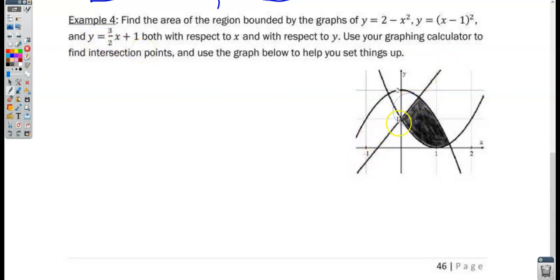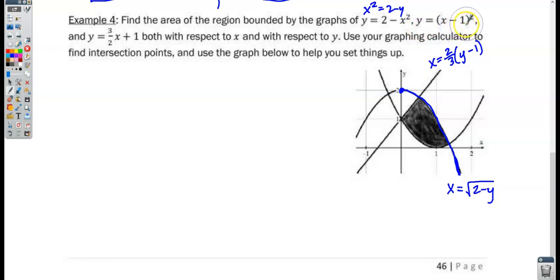This boundary here is y equals 3/2 x plus 1. If I solve that for x, that's X equals 2/3 times the quantity y minus 1. That's that boundary. This boundary right here is, let's see, y equals 2 minus x squared, so that's x squared equals 2 minus y. So x equals plus or minus, but we only need, this is the positive side of the curve. To the left of the y-axis is the negative side, so we only need the positive branch, x equals positive square root of 2 minus y.